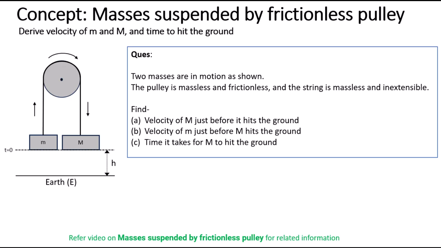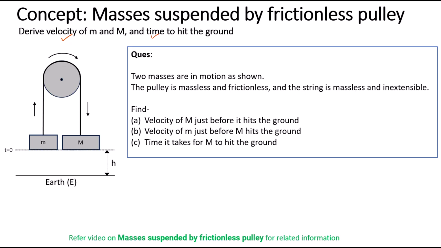In this video, we are going to see, in the case of the two masses suspended by a frictionless pulley, we are going to do the derivation for the velocity of the masses and the time it takes for the bigger object to hit the ground. So let's first see what's the scenario given.